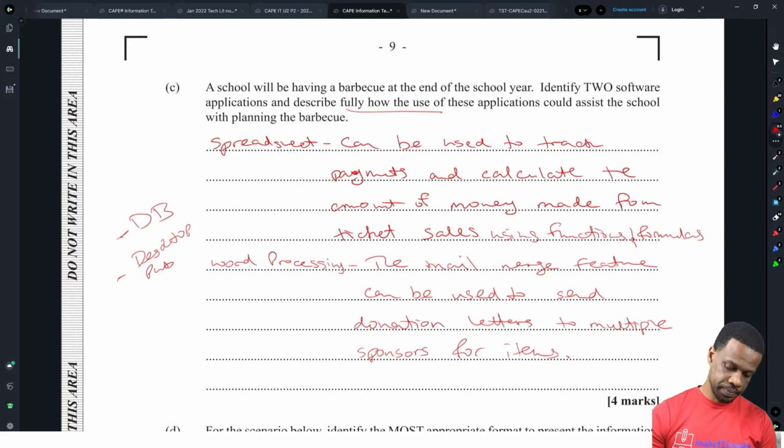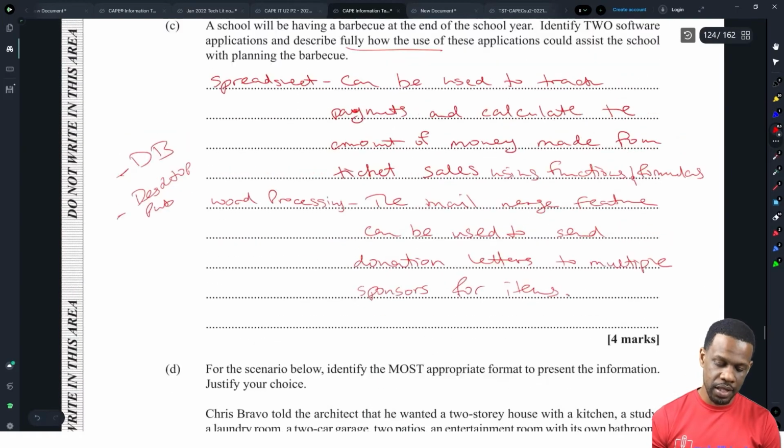Or presentation. Presentation is kind of hard, like doing a slideshow promoting the barbecue on a monitor or something. I don't know. Yeah, I wouldn't use presentation here. That one is kind of weird.